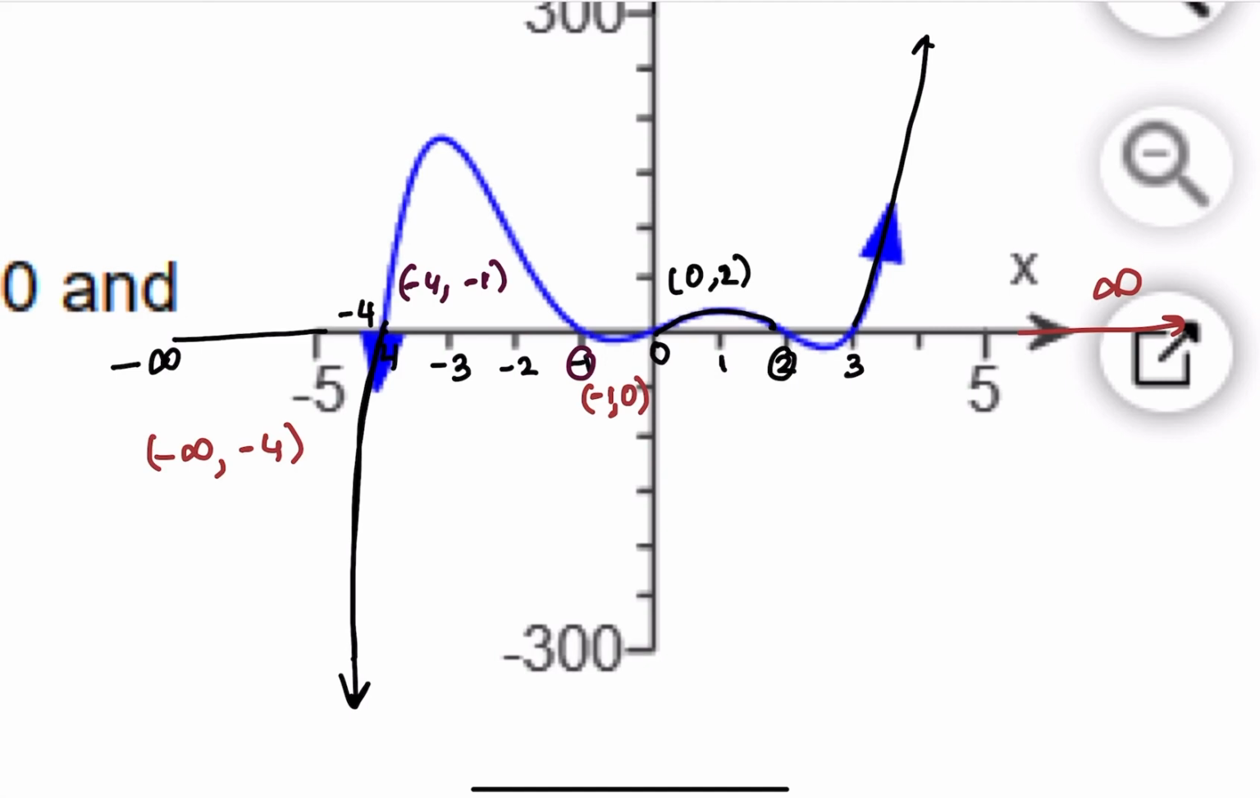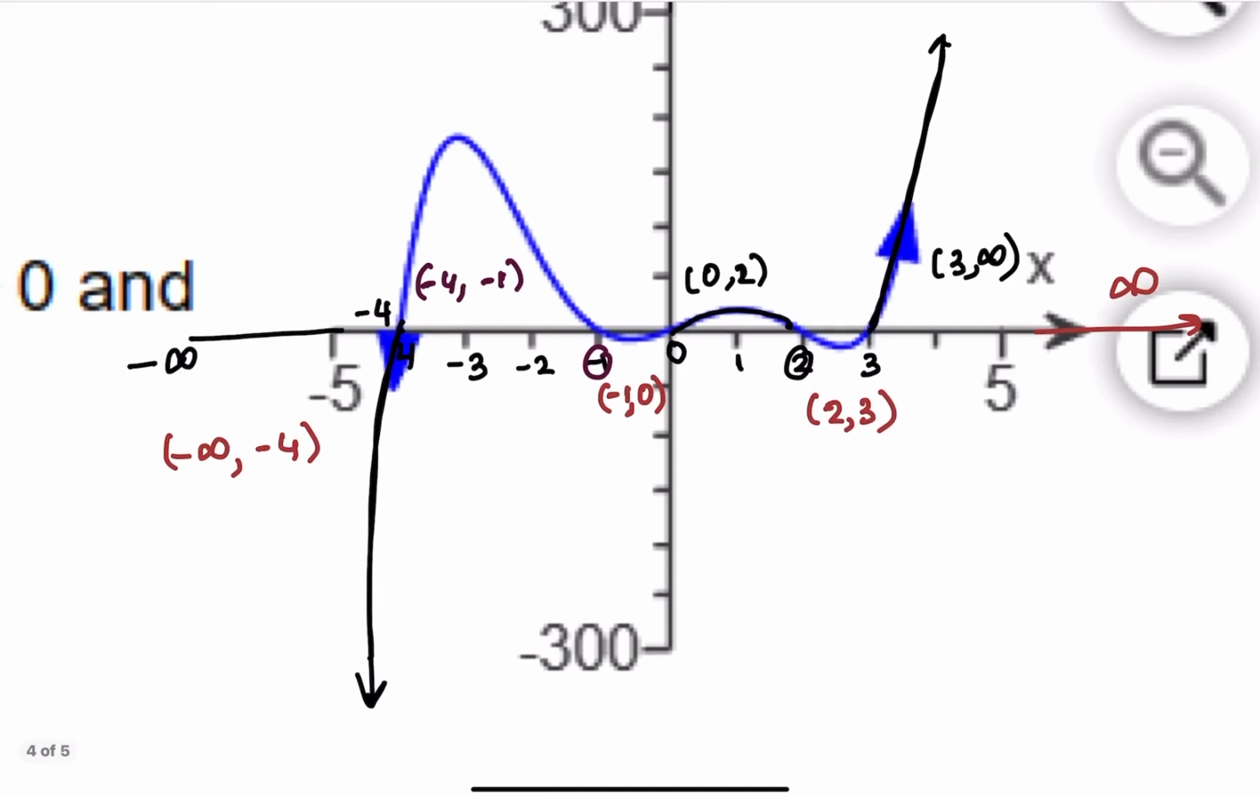And it's negative from 2 to 3. And it's positive from 3 to infinity. So now we have all of this. Now what I'm going to do is erase these numbers here. You don't need these numbers. That's just for your reference though.